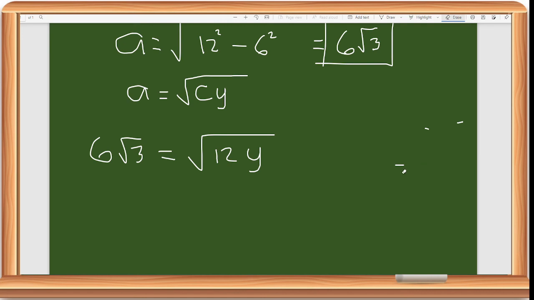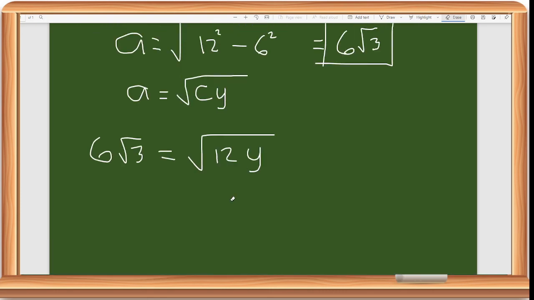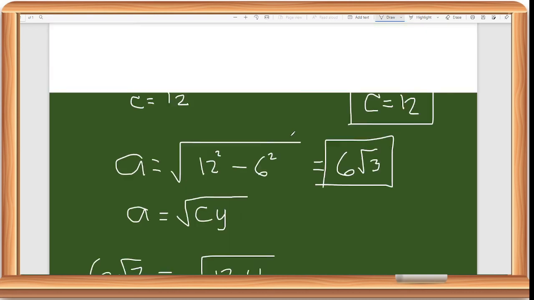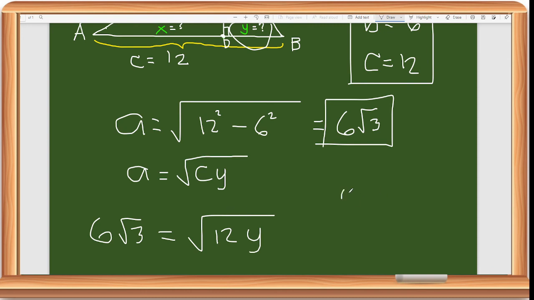Pag nakuha mo na yung a, tapos yung x naman makukuha mo using b naman, no? Yung c times the square root of c times x is equal to b, diba? So fill in the blanks lang ang gawin mo kung ayaw mo yung derived formula natin. So this is okay, kung sa derived formula kasi automatic ko nang maano eh, we are looking for y, and y is equal to a squared over c.